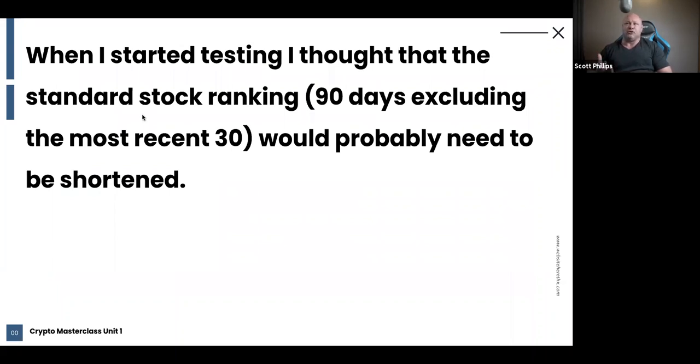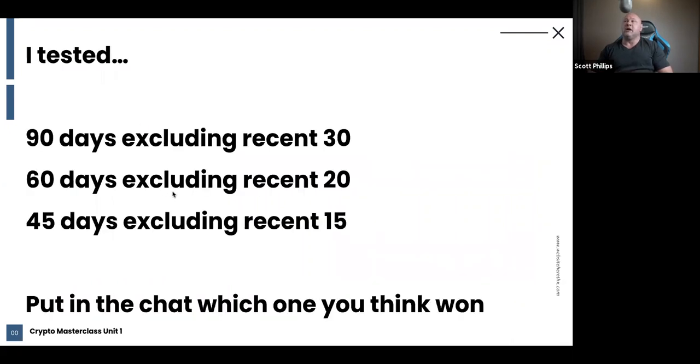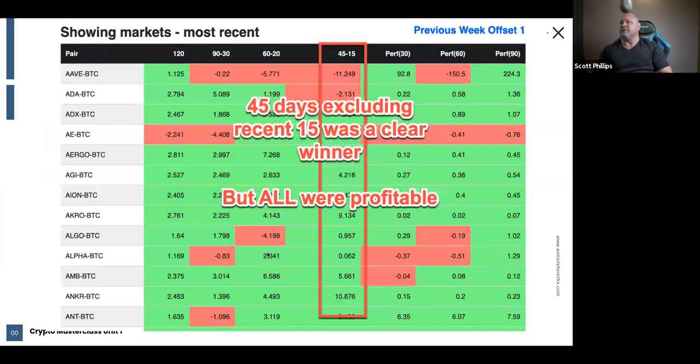When I started testing, I thought that the standard stock ranking, which is 90 excluding the most recent 30, would probably need to be shortened. So I tested 90 days, excluding the recent 30. I tested 60 days, excluding the recent 20. And I tested 45 days, excluding the recent 15. Put in the chat which one you think won. Okay, most people are choosing 45, which is correct.